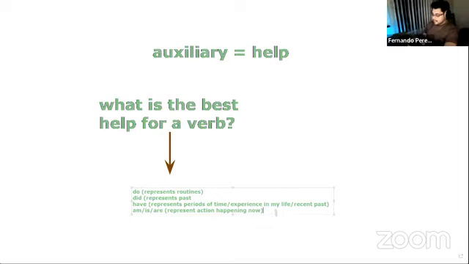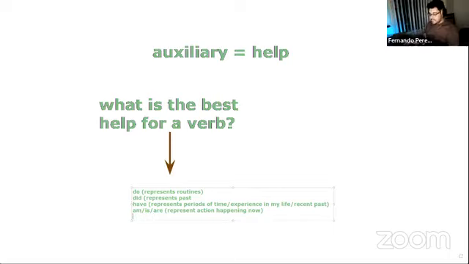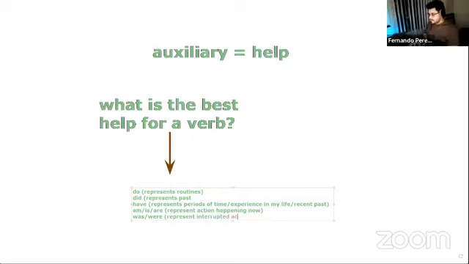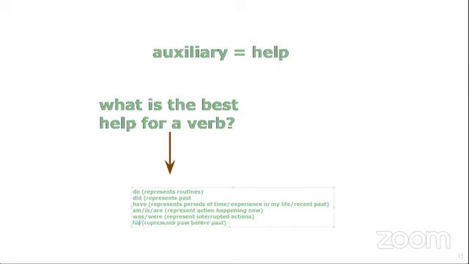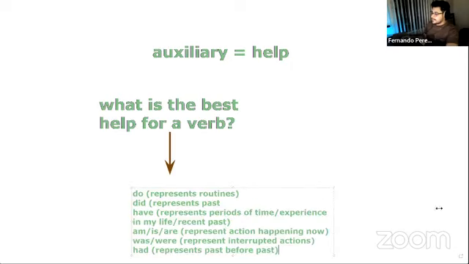Right now. And finally, which one represents was and were? Was and were represent interrupted actions. And finally, what auxiliary represents past before past? Had. Exactly. You see, guys?